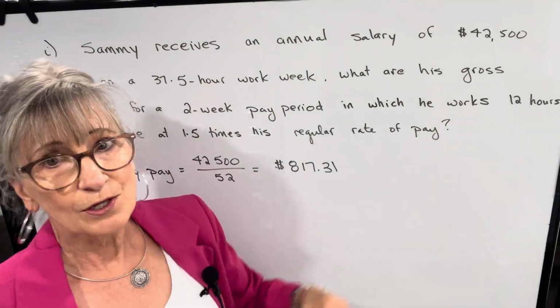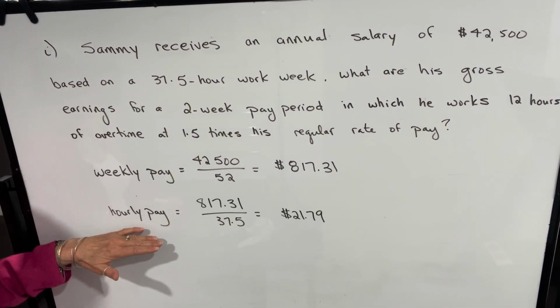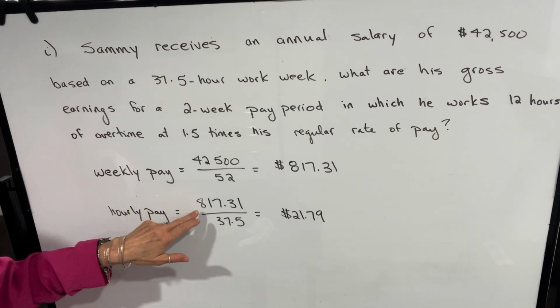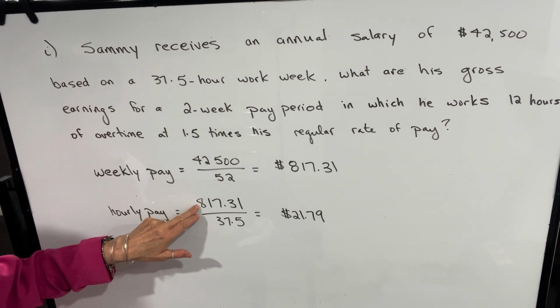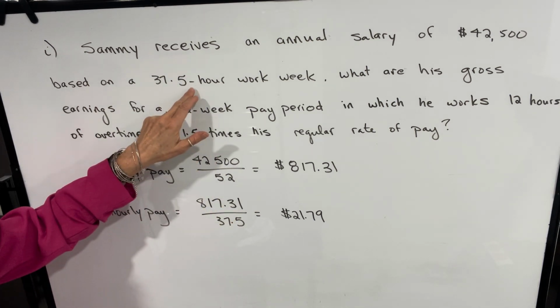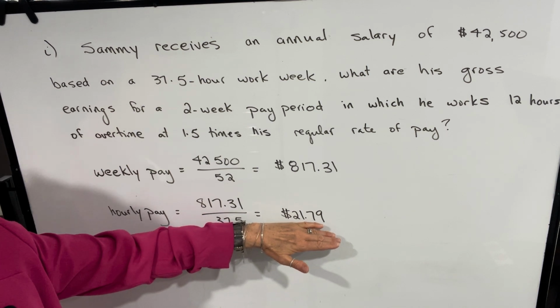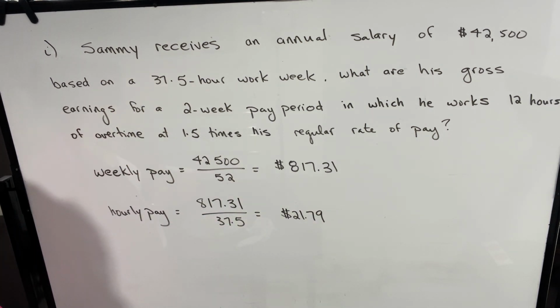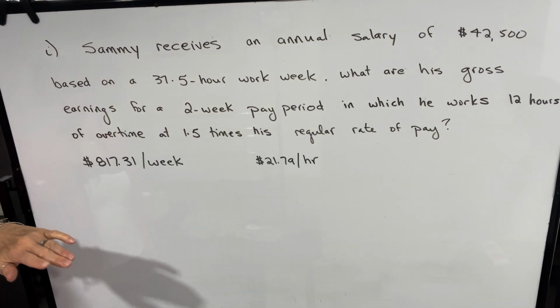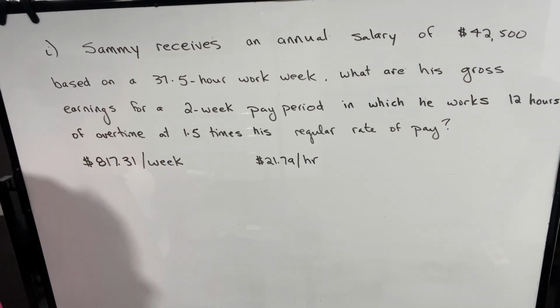$817.31. We also need to know hourly pay because Sammy worked some overtime hours. In order to calculate hourly pay, we're going to take the weekly pay of $817.31 and divide by 37.5 hours in a work week. So the hourly rate is $21.79. Now let's calculate Sammy's total earnings. I want to point out that I'm writing these values down and I've rounded off to 2 decimal places. But when I'm doing the calculations, I'm using the actual values that are on my calculator.